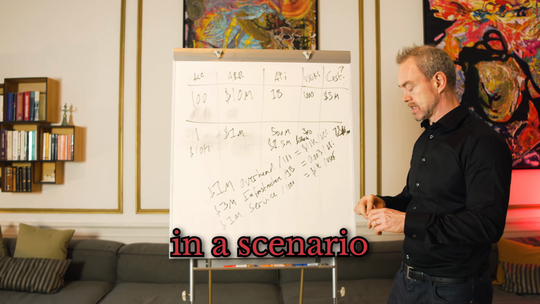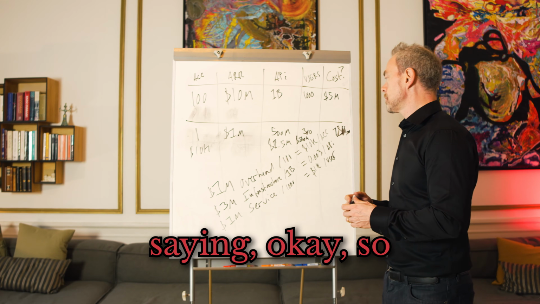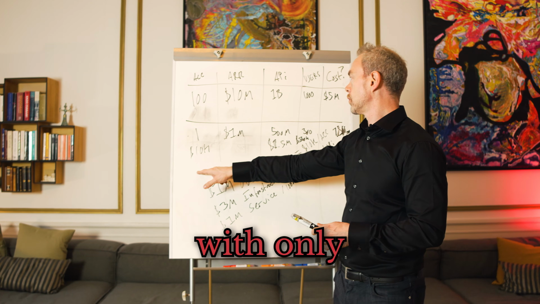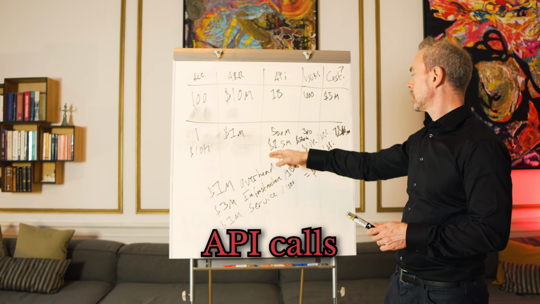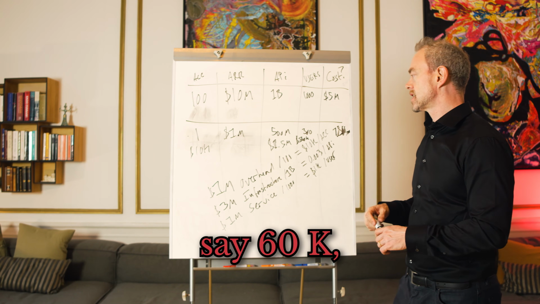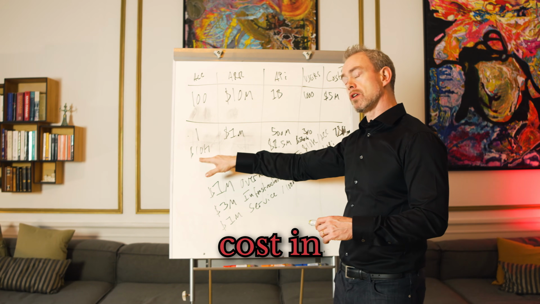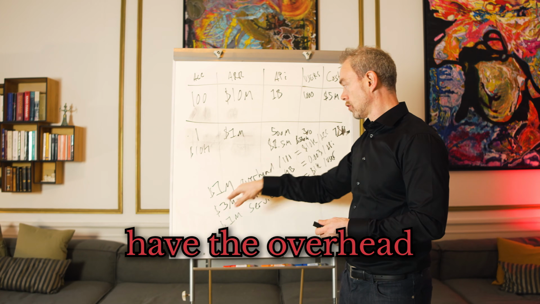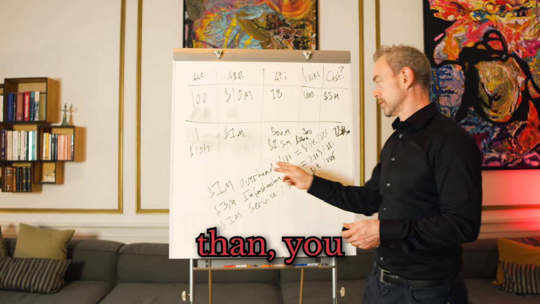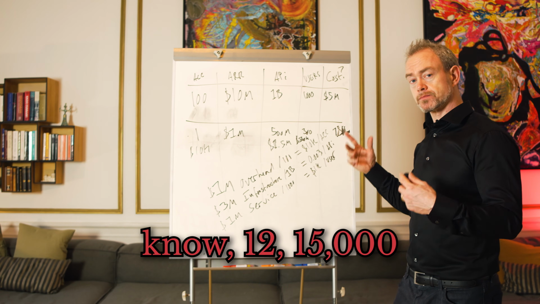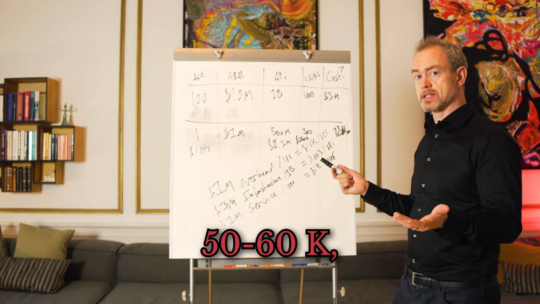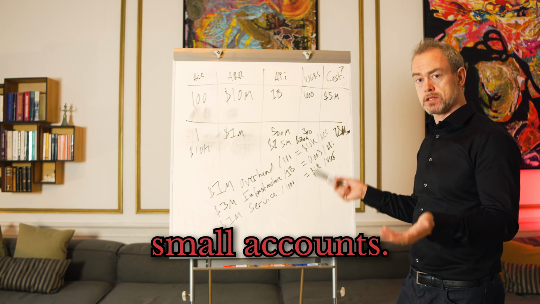So maybe in a scenario like this, we'll say, okay, so what about the smallest accounts? Maybe we have someone with only, let's say, a few thousand API calls and maybe a couple of users, and they will still pay us something like, let's say, 60K. So we will still have 10K of cost on an account like that because we have the overhead that we need to split on all the 100 accounts. But we wouldn't probably get more than 12, 15,000 worth of cost on a small account like that. And if we still charge them 50, 60K, the margins are actually quite good on these smaller accounts.